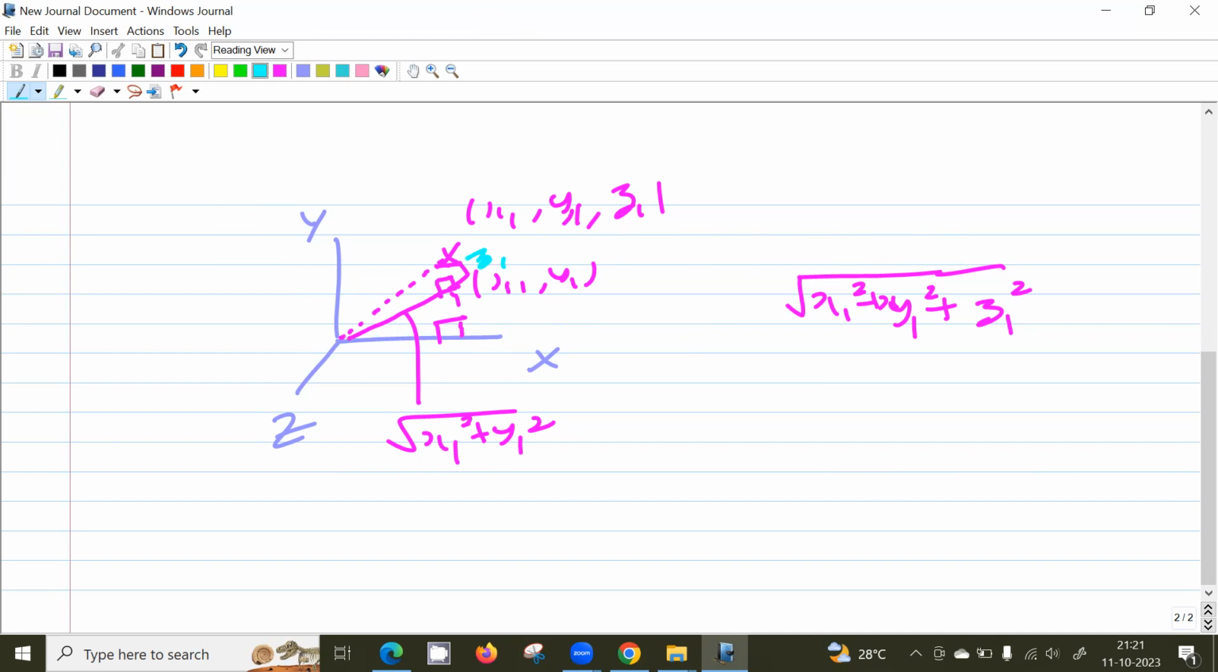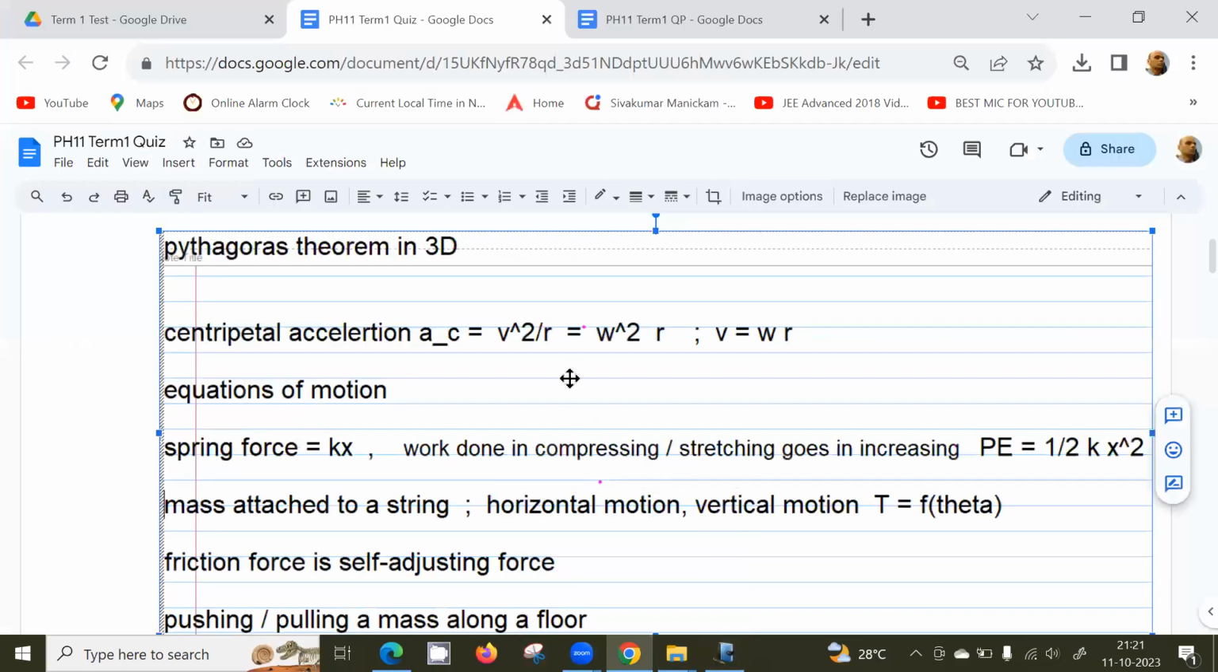So in this right angle triangle, again, if you apply Pythagoras theorem, this square plus this square, that will be this one. So it is just too confusing. Just remember this result. Distance of a point X1, Y1, Z1 from the origin is square root of X1 square plus Y1 square plus Z1 square. So this is Pythagoras theorem in 3D. Okay, this is enough for this right now.